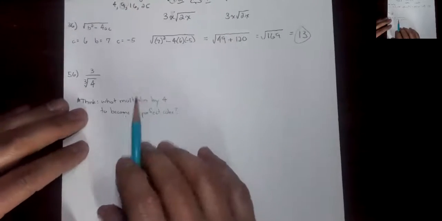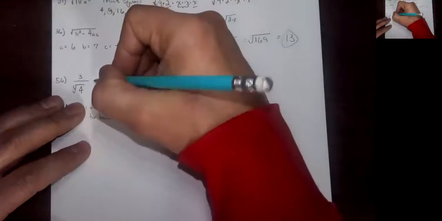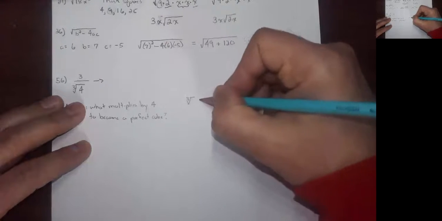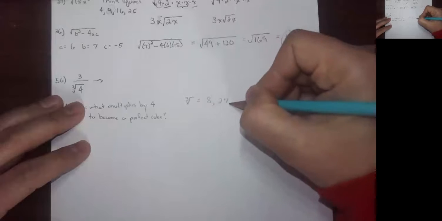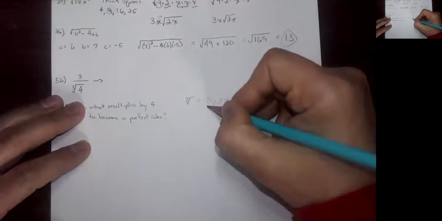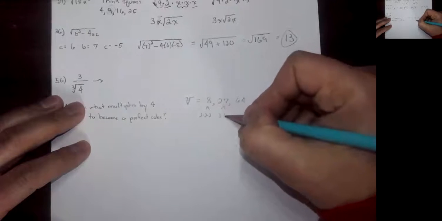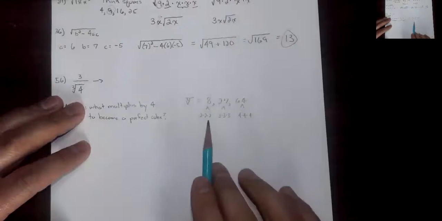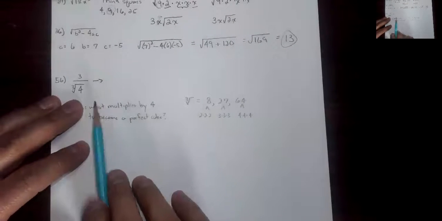Okay, now one more we'll do. Rationalize the denominator. I already explained. You got to think what makes it a perfect cube. So perfect cubes are 8, 27, 64, because 8 is 2 times 2 times 2, 27 is 3 times 3 times 3, 64 is 4 times 4 times 4. So we need to make one of these. Well, 4, I can make an 8 out of 4 pretty easily.